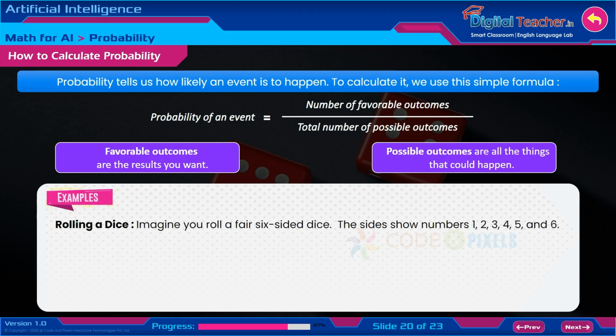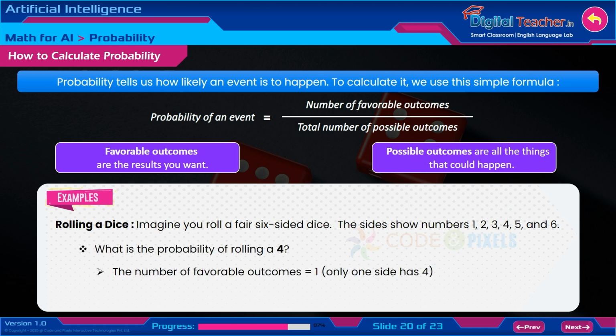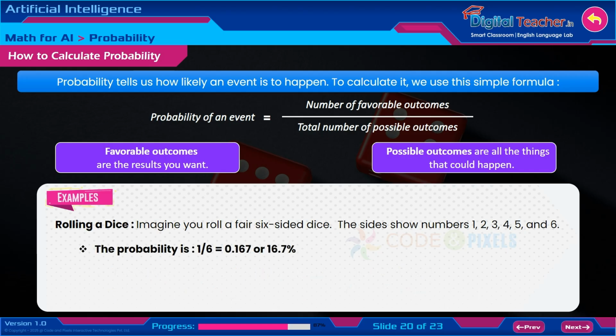Example. Rolling a dice. Imagine you roll a fair six-sided dice. The sides show numbers 1, 2, 3, 4, 5, and 6. What is the probability of rolling a 4? The number of favorable outcomes is equal to 1. The total number of possible outcomes is equal to 6. So, the probability is 1 by 6, which is equal to 0.167 or 16.7%. This means you have a 16.7% chance of rolling a 4.